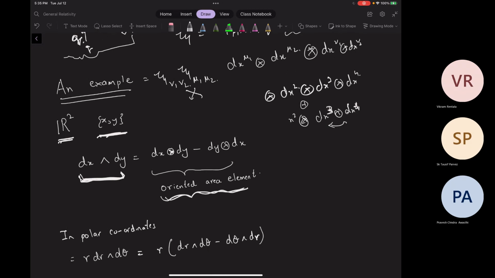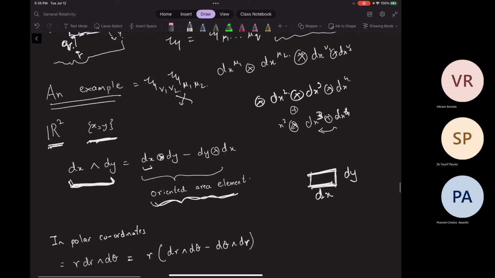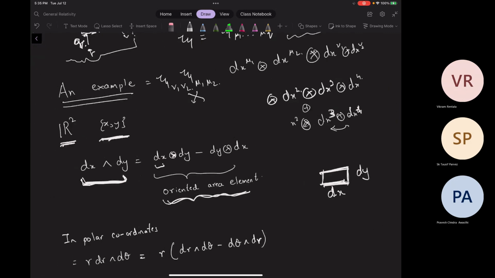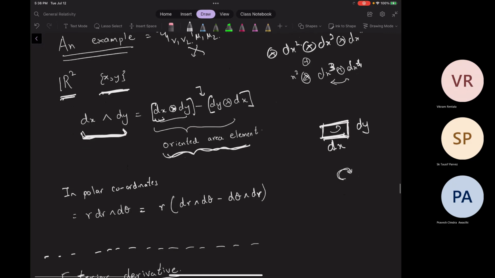We can think of this as an oriented area element. Of course, these are dual vectors, but we'll see that this is related to thinking about an area element with sides dx and dy. It's an oriented area element in the sense that dx dy is one orientation, and dy dx is another orientation. This orientation is opposite in sign to this orientation. So when I add them with a minus sign, they add up together.